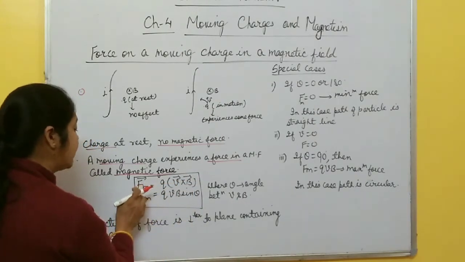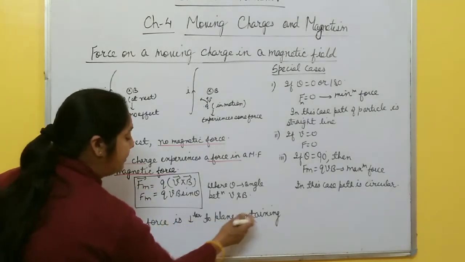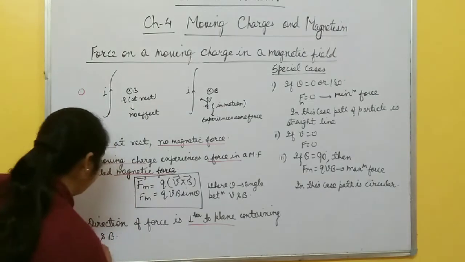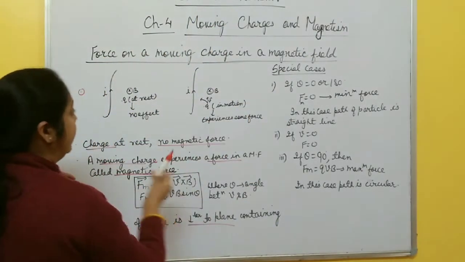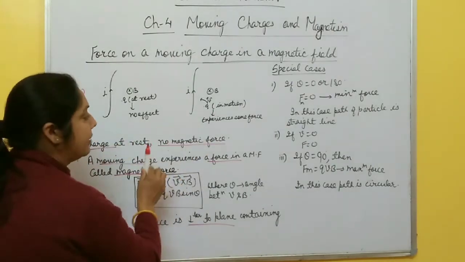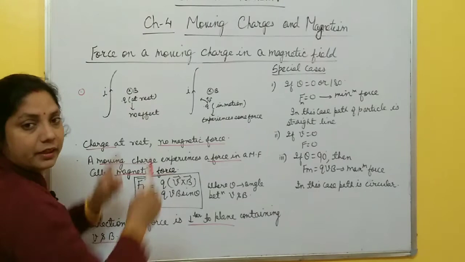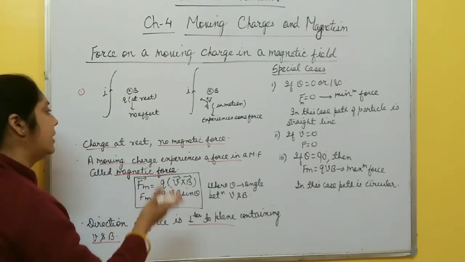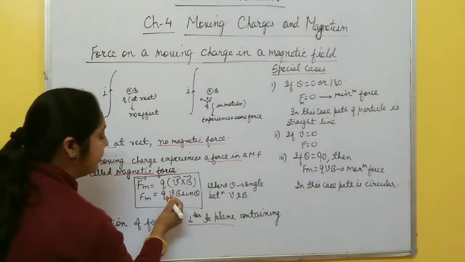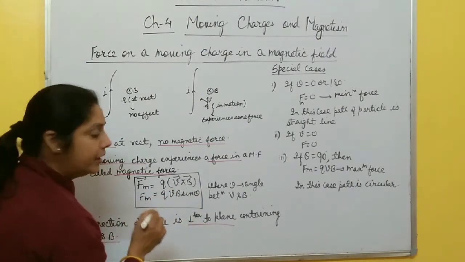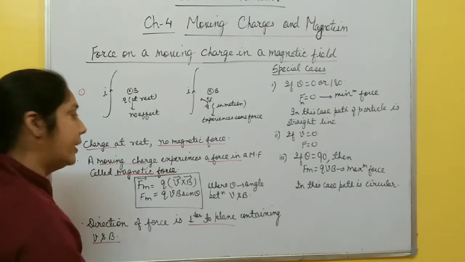It means the direction of this magnetic force is what? It is perpendicular to the plane containing V and B. Suppose this is the plane. In one direction charge is moving, magnetic field is in another direction, then the force is perpendicular to this plane containing V and B, either inward or outward, right? And in magnitude, Fm is given by QVB sine theta, where theta is the angle between V and B, right?